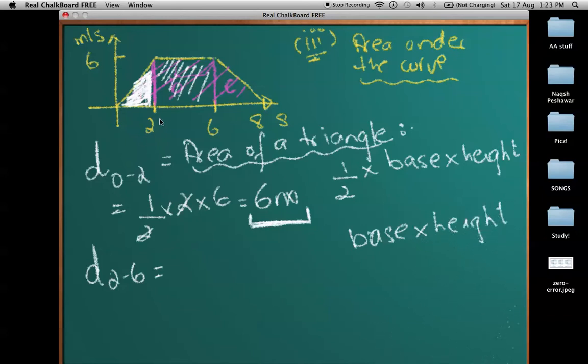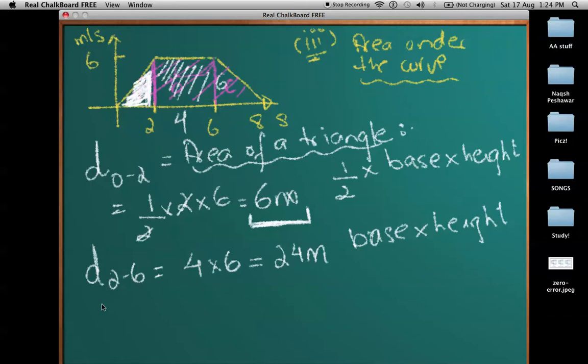which gives me base is 6 minus 2. This distance is 4, and this distance is 6 again. So 4 times 6. This is 24 meters. So the car traveled a further 24 meters from the original point. Till 2 seconds, it traveled 6 meters. From 2 to 6, it traveled 24 meters.